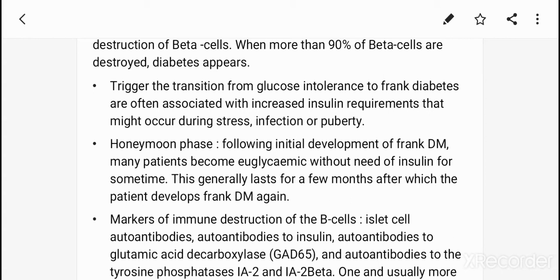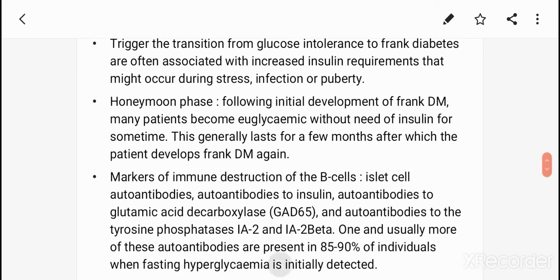So basically what happens in the honeymoon phase, there is 70% destruction of the beta cells. Until and unless there is 90% destruction, the frank DM will not occur. So this is what the honeymoon phase is.